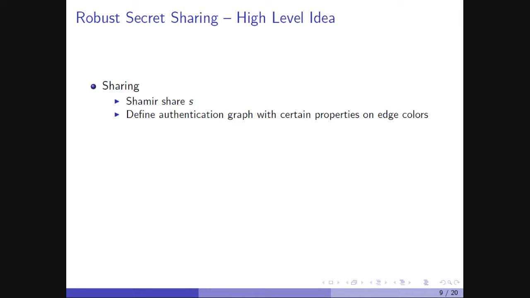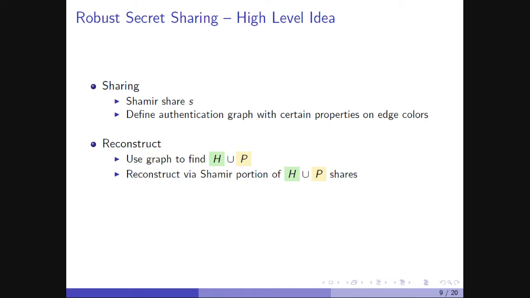So the high-level idea is Shamir secret sharing gives you privacy, and then the authentication graph gives you robustness, and essentially you're compiling this into a graph game. In order to reconstruct, you solve the graph game and retrieve H union P, and then use standard Shamir to reconstruct the secret. We're going to use a similar approach for our scheme, and in this talk I'll just talk about how to recover H union P from the graph. There is a lot in the paper about how to define the graph, so please read the paper.